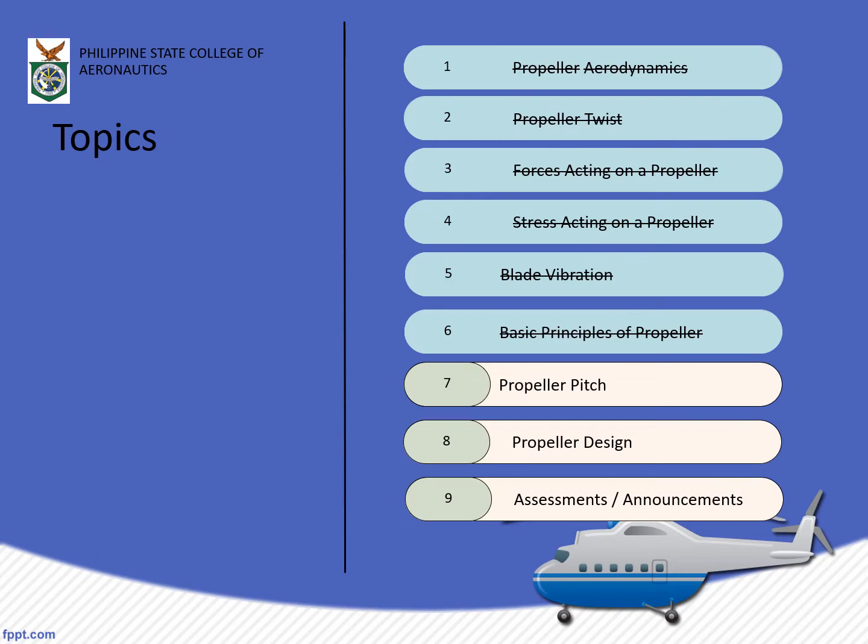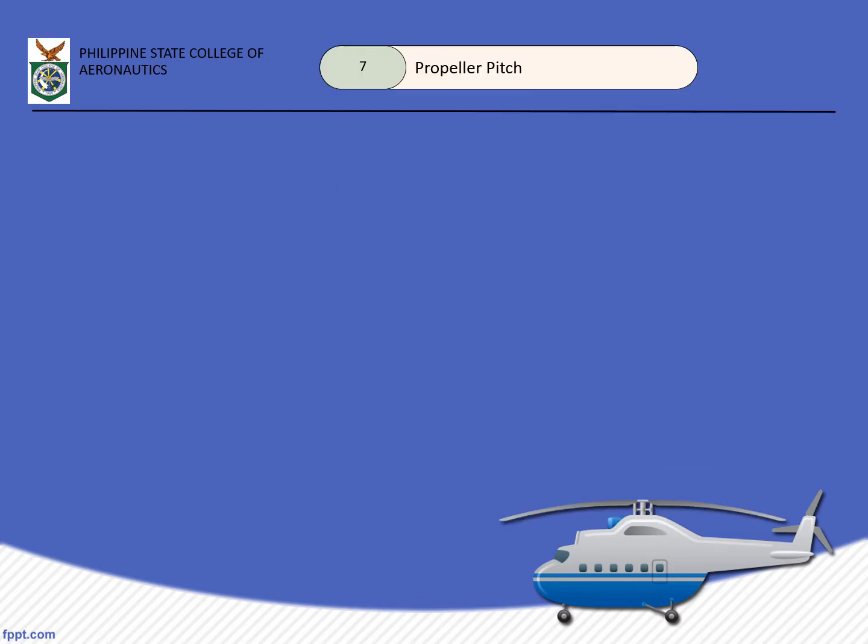Now we have the seventh topic, which is the propeller pitch. What is pitch? So pitch is the theoretical distance a propeller advances longitudinally in one revolution. So we have geometric pitch and effective pitch. What is geometric pitch? Geometric pitch is the theoretical distance a propeller would move forward if it were 100% efficient.